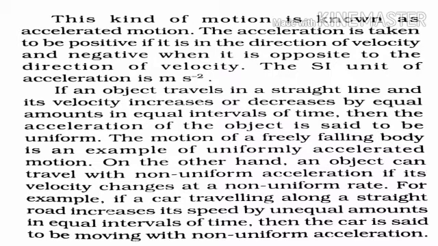If an object travels in a straight line and its velocity increases or decreases by equal amounts in equal intervals of time, then the acceleration of the body is said to be uniform. The motion of a freely falling object is an example of uniformly accelerated motion. On the other hand, an object can travel with a non-uniform acceleration if its velocity changes at a non-uniform rate. For example, a car traveling along a straight road increases its speed by unequal amounts in unequal intervals of time. The car is said to be moving with a non-uniform acceleration.